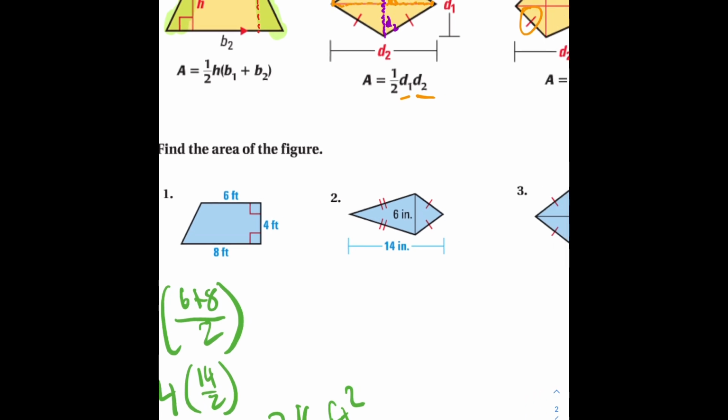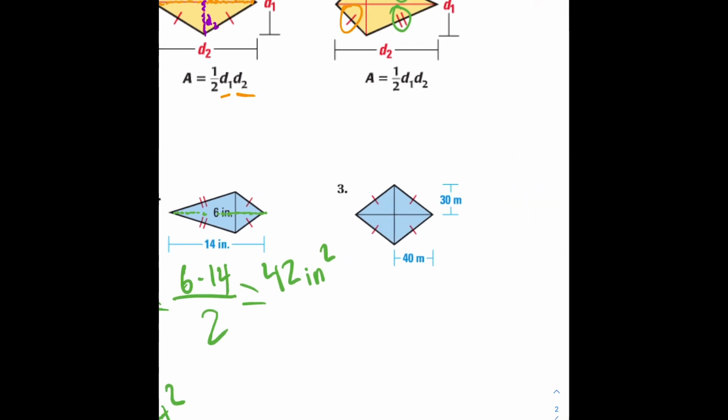I have one diagonal right here, which is 14. Another diagonal of my kite, which is 6. So my area is going to be 6 times 14 divided by 2, which is the same as 3 times 14. So 3 times 14, let's call that 42 inches squared.